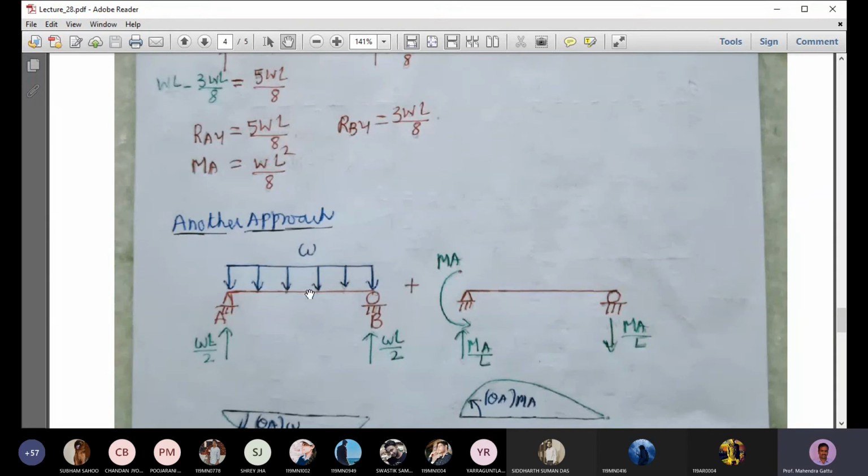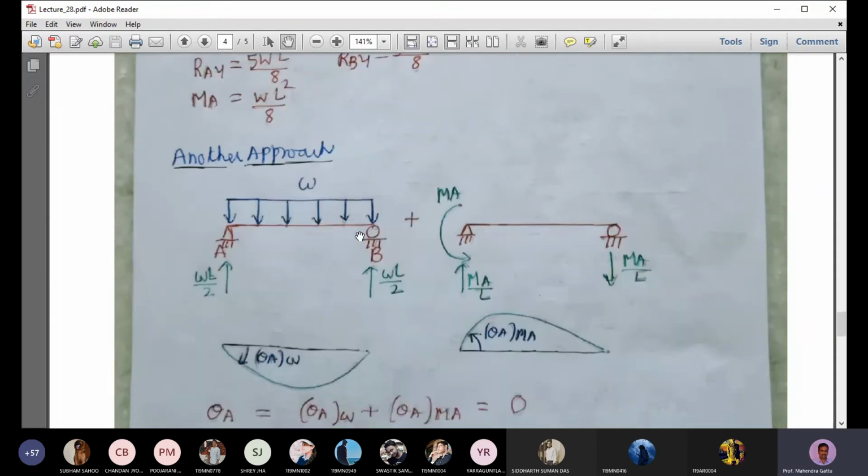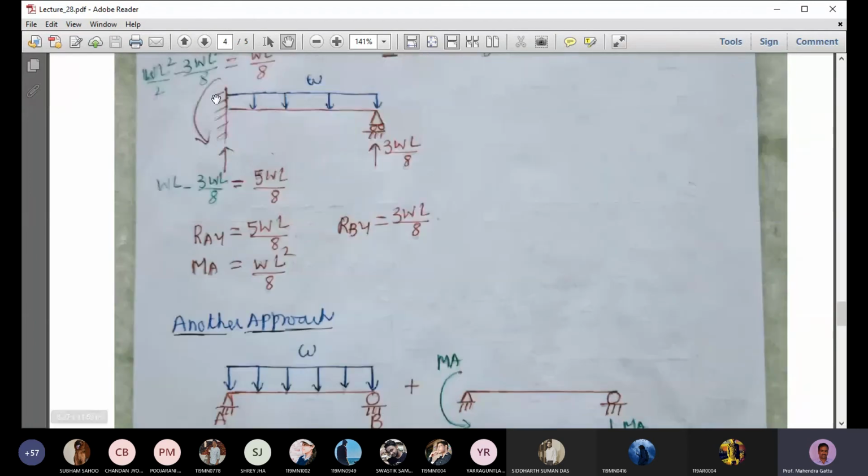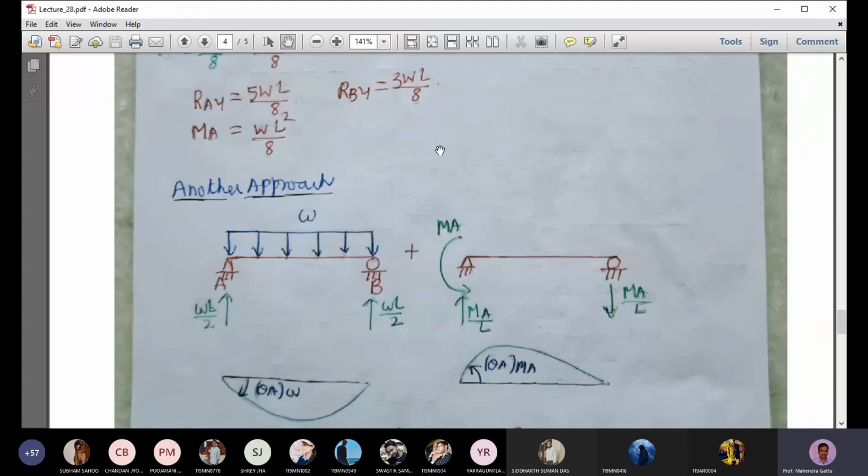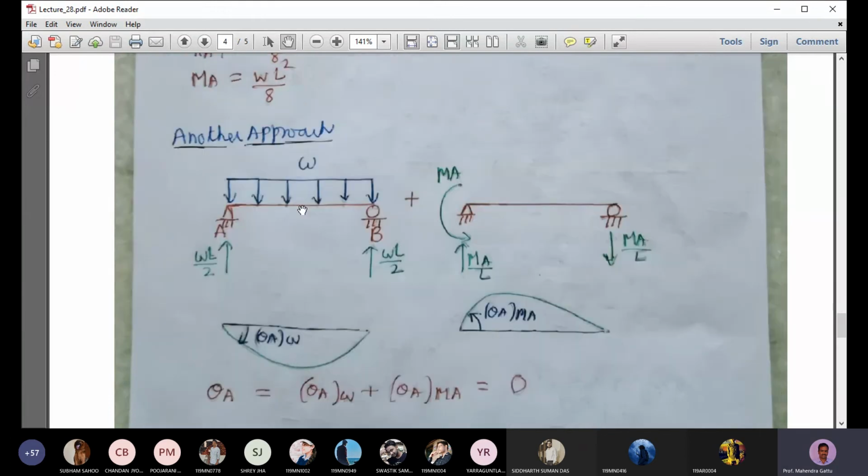Okay, so we can solve the problem in this fashion also. So we have our beam where we are releasing the restraint at A. So this will now look like a simply supported beam, subjected to some distributed load. So we have our reactions, and that restraint which we are giving, MA, we are applying on this simply supported beam. That restraint we are applying in the anti-clockwise direction. So what will happen here?